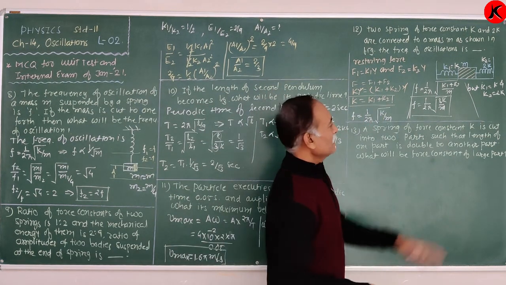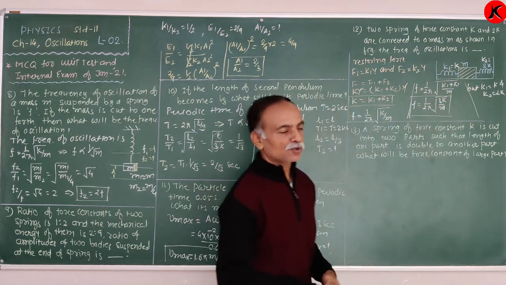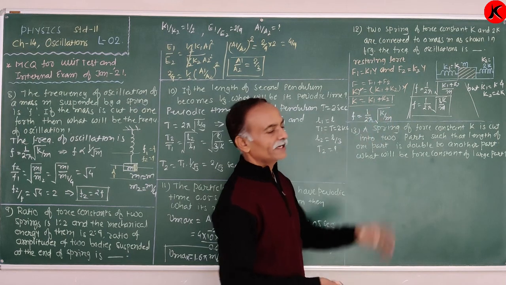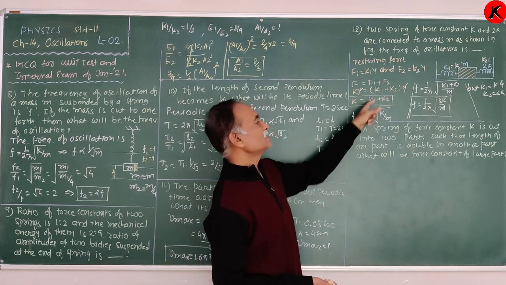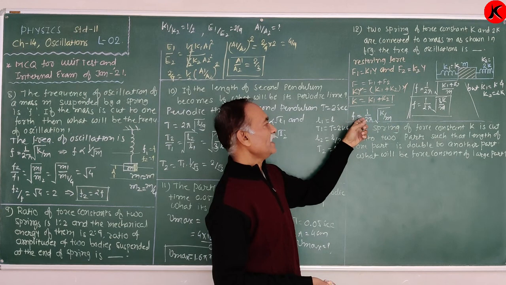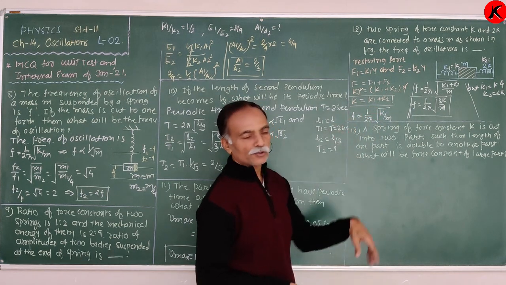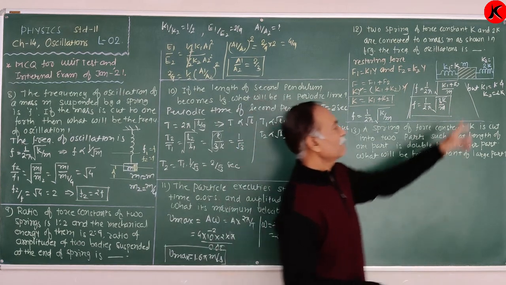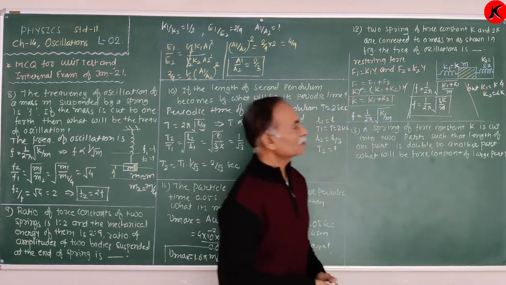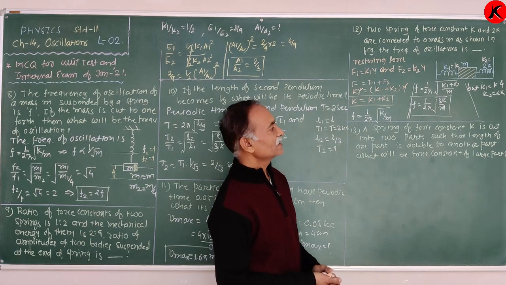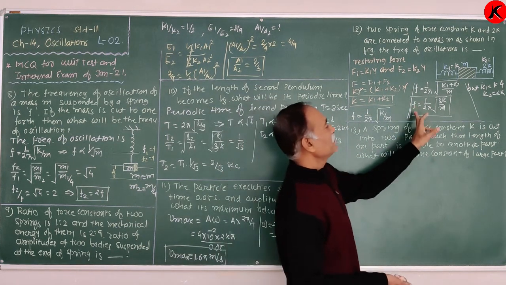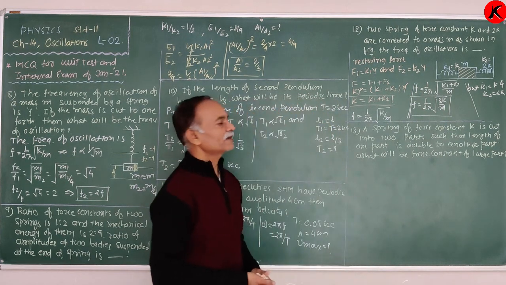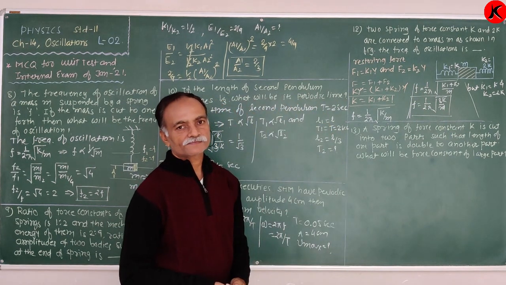So when the body performs simple harmonic motion, the frequency of its oscillation F is equal to 1 upon 2 pi under root of K upon M. But K is equal to K1 plus K2, therefore F is equal to 1 upon 2 pi under root of K1 plus K2 upon M. K1 is equal to K and K2 is equal to 2K. Therefore, F is equal to 1 upon 2 pi under root of 3K upon M is the frequency of oscillation. Clear?